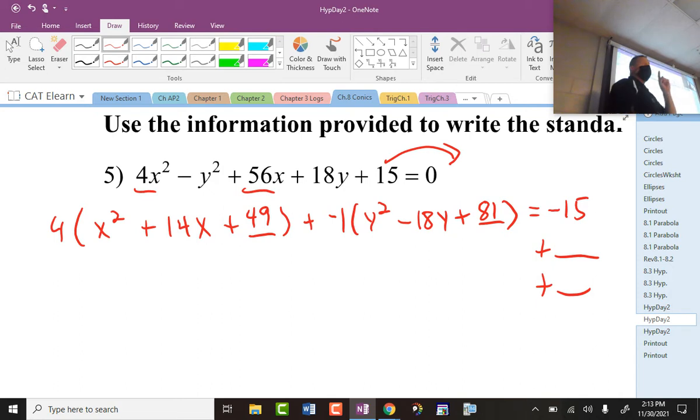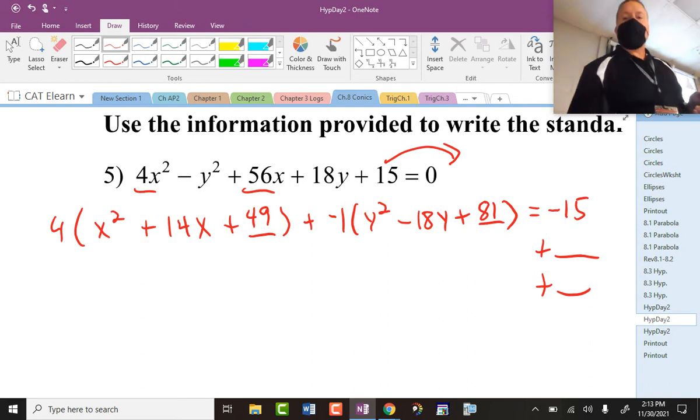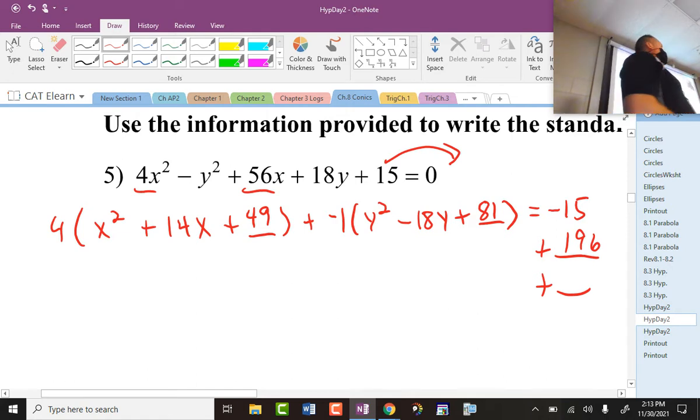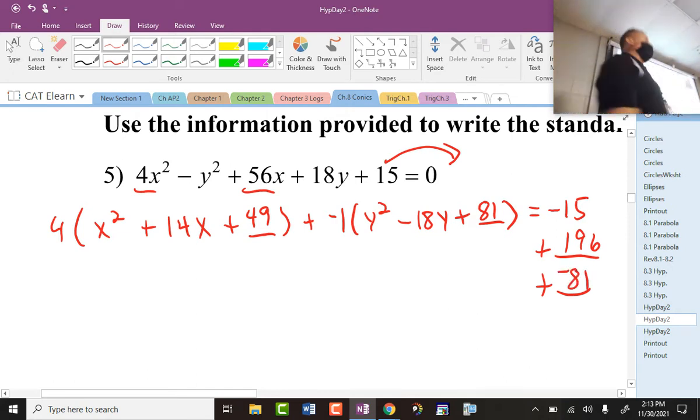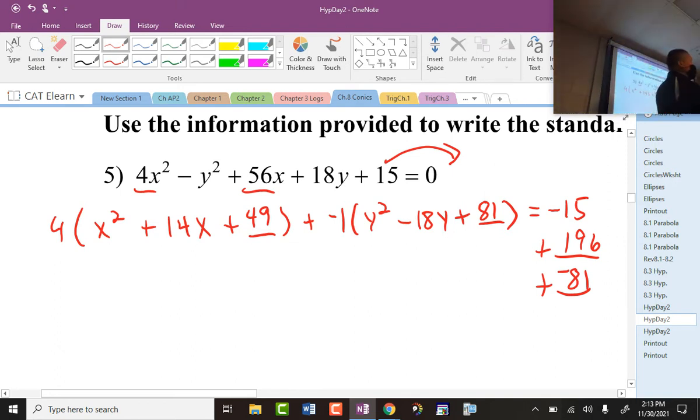49 times 4. 4 times 50 is 200. Subtract a 4 because it's only 49 fours. 196. And then what's the last blank? You should be able to get that one. It's actually negative 81 that you added to the left side. So you have to balance that off there.